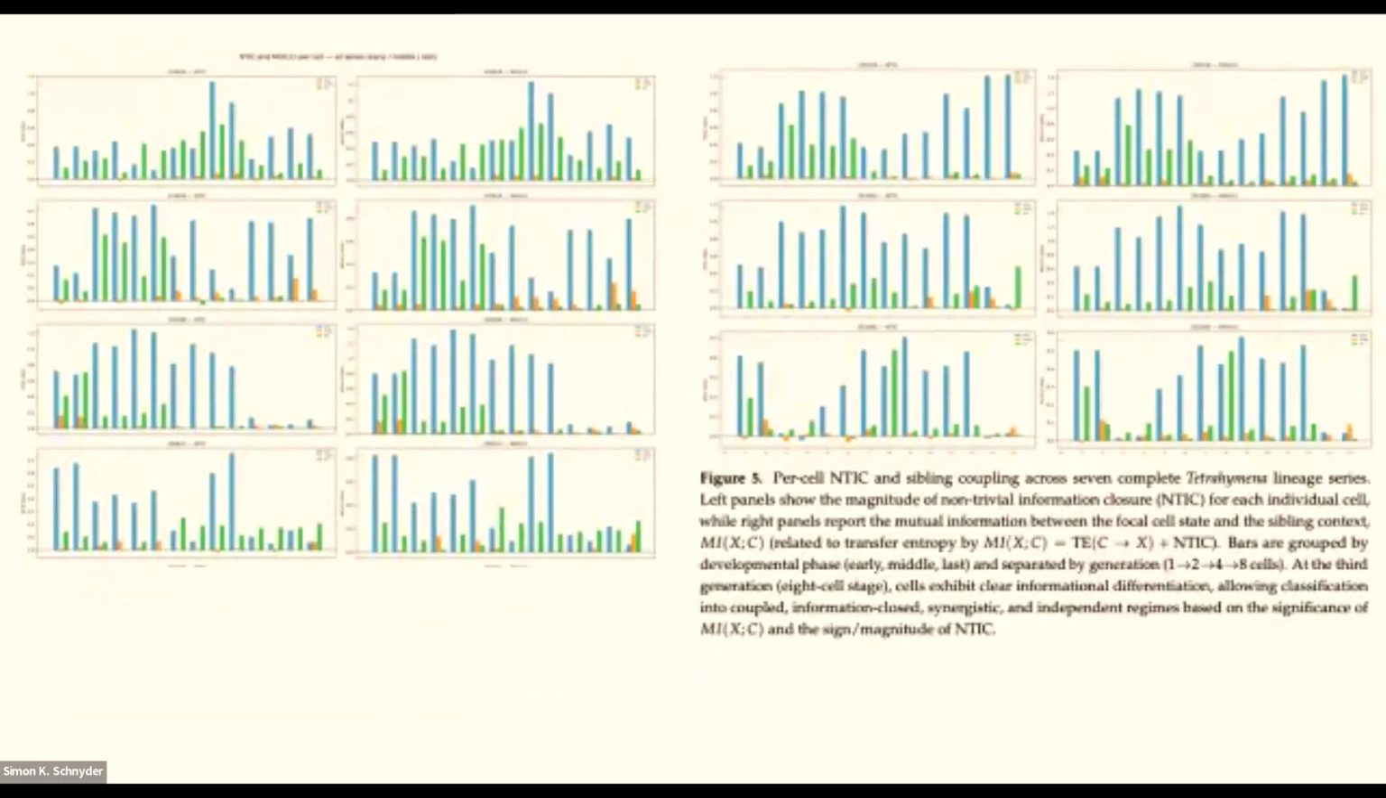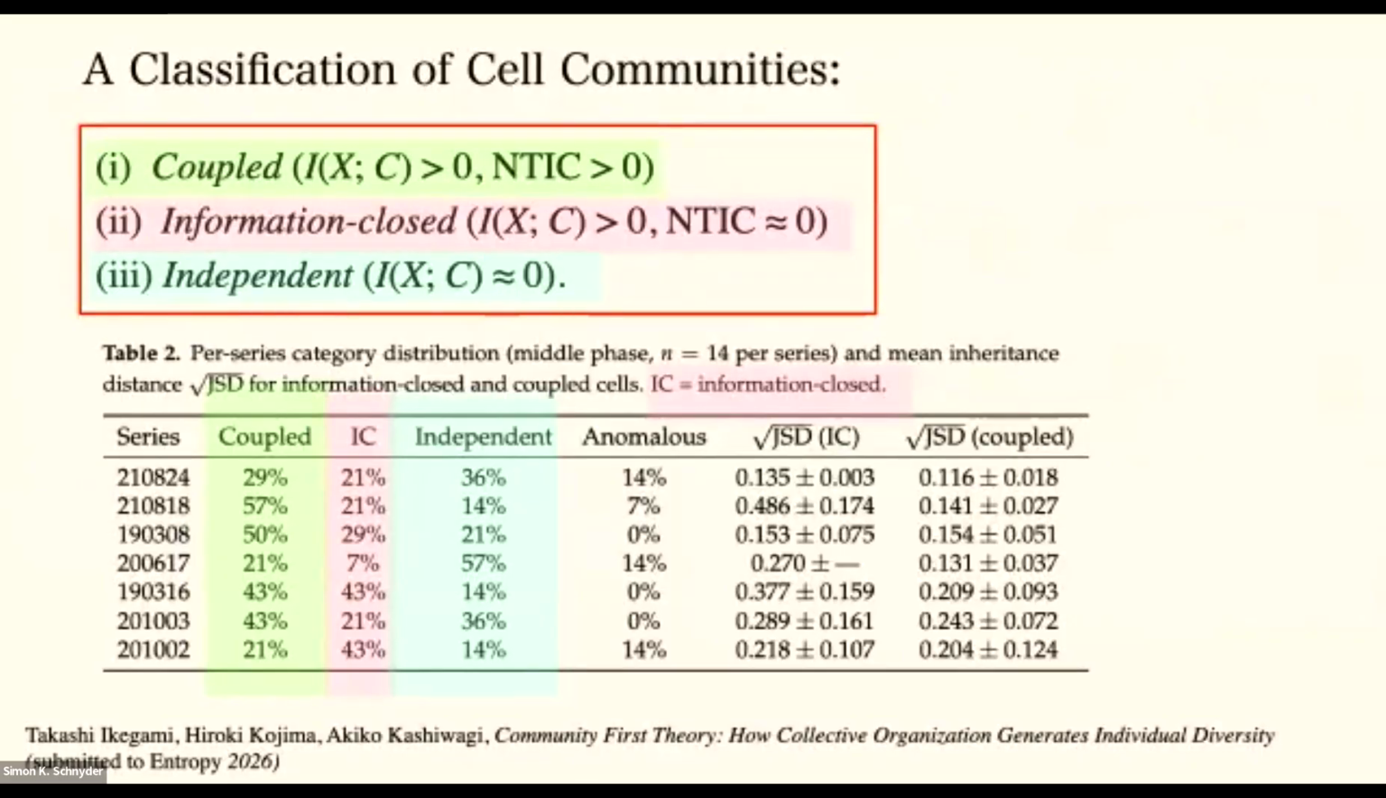I calculated, as I said, seven cell series, and at the third generation there are eight individuals. What kind of percentages of each cell in what cell? So in the third generation we have eight individuals, and I calculated for each individual what their information structure is: whether their NTIC goes positive or negative, or NTIC equals zero. Because for those seven cell series, some of them have only 7% information closure rate, so it's only one cell that is information closure. But sometimes it is like 43%, meaning almost half of the cells are information closure.